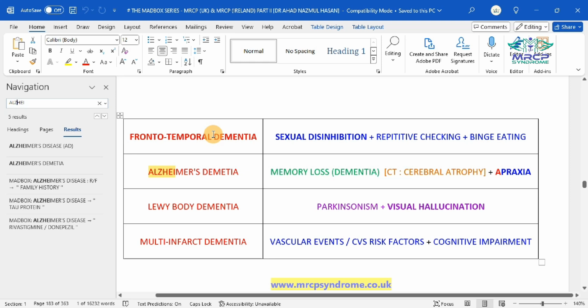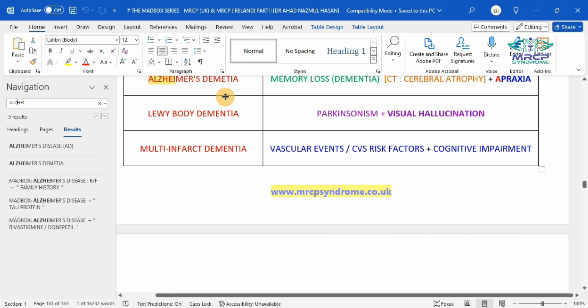Frontotemporal dementia usually comes with features of sexual disinhibition. Sexual disinhibition is the cardinal feature of frontotemporal dementia. They will also have repetitive checking as well as binge eating. And Lewy body dementia is one of the Parkinson plus syndromes. Patients will have features of Parkinsonism, features of dementia, plus the cardinal feature, which is visual hallucination. In some cases there may be auditory hallucination, but the cardinal feature is visual hallucination.